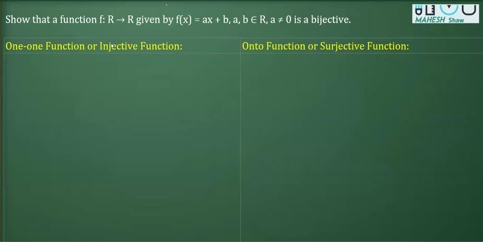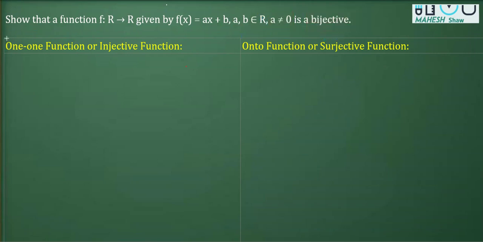In this question, there's a function from R to R. That means the domain is all real numbers and the range is also the real numbers. And the function is defined as f(x) = ax + b, where a and b belong to the real numbers, and a is not equal to 0. It is bijective.